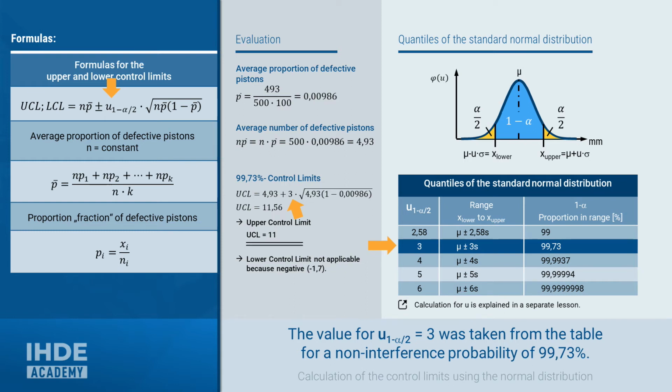We chose a non-interference probability of 99.73%. This also corresponds to the range of plus minus 3 times the standard deviation, hence 6 sigma. In relation to the upper bell curve, this means that it can be expected that all values will be between the value x lower and x upper with a probability of 99.73%. For 99.73%, the quantile U is 3. This value has already been inserted into the calculation in the middle.